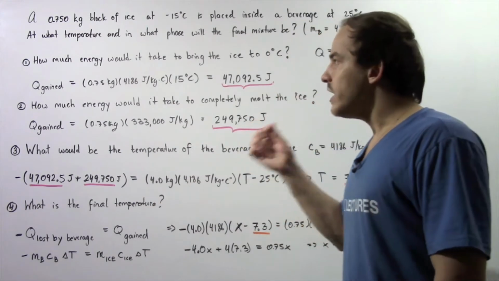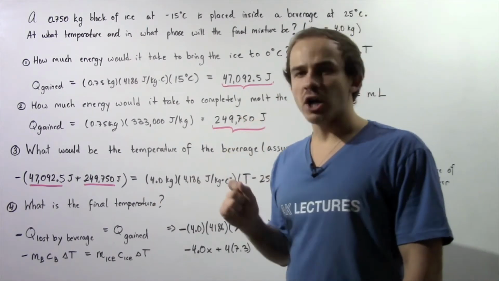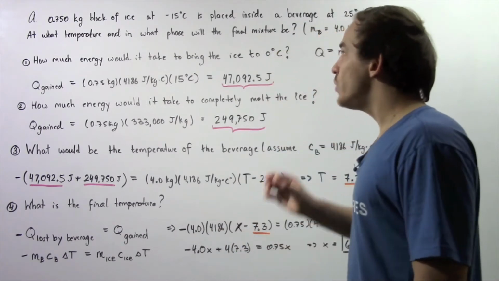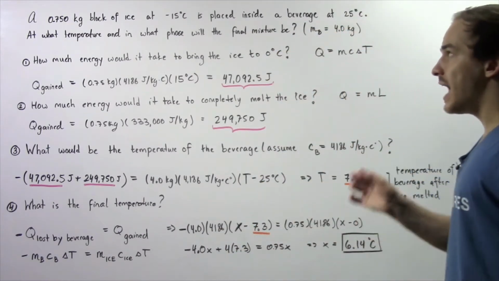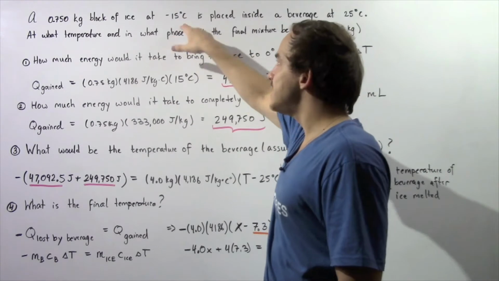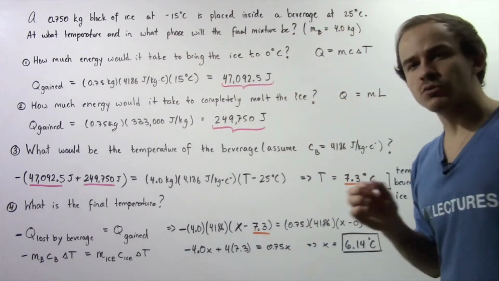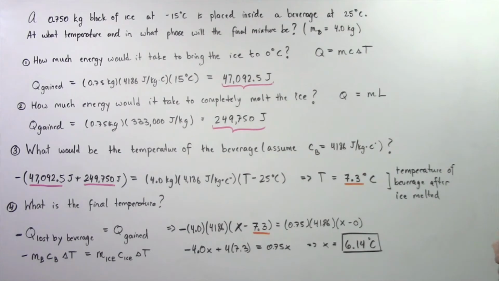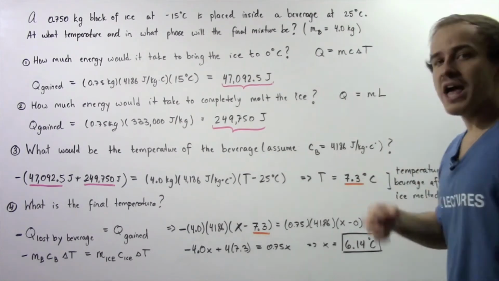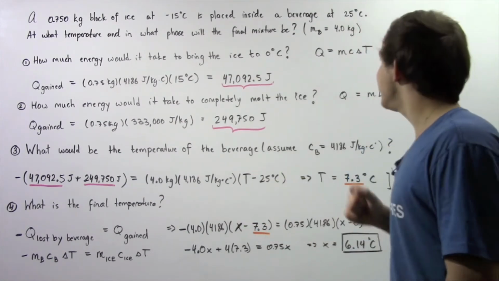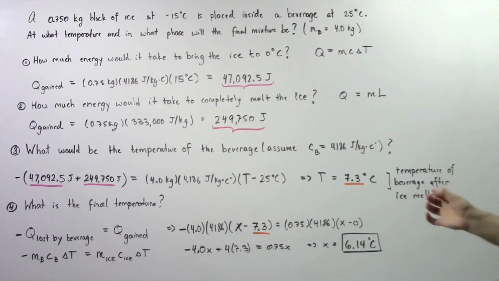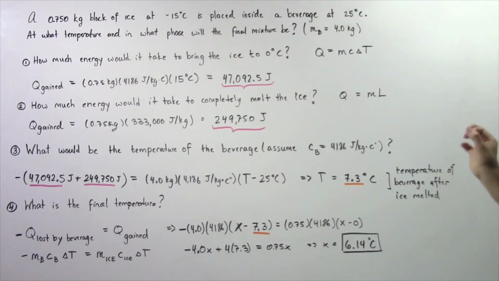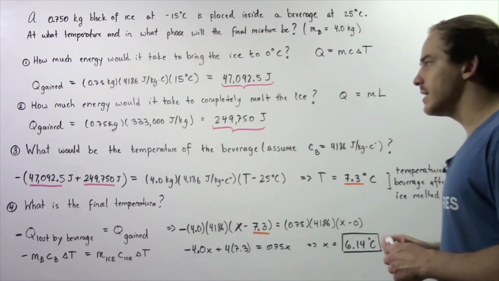Because the beverage is at a higher temperature, energy begins to flow from the beverage into the block of ice. So we want to ask ourselves in part 1, how much energy is required to increase the temperature of the ice from negative 15 degrees Celsius to 0 degrees Celsius. So we want to use the following equation. The Q, the energy gained by the ice, is equal to the product of the mass of the ice, the specific heat of the ice, and the change in temperature of that ice.